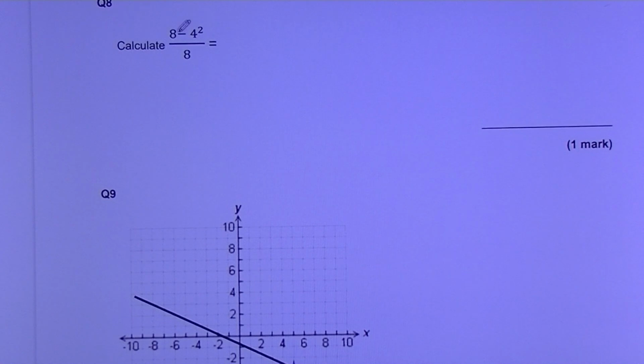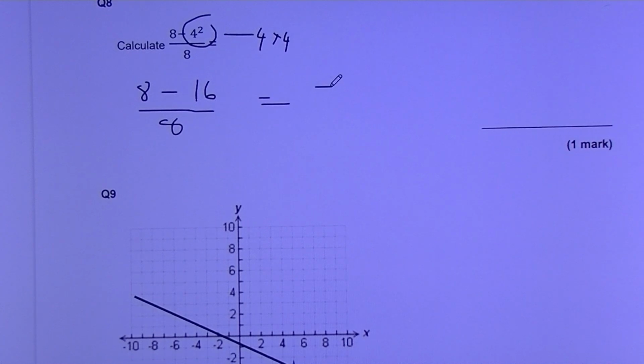A little bit of BIDMAS here. 8 minus 4 squared divided by 8. 4 squared, 4 fours, is 16. 8 minus 16 is minus 8, divided by 8. 8 divided by 8 gives us 1, but because it's a minus, it's minus 1.